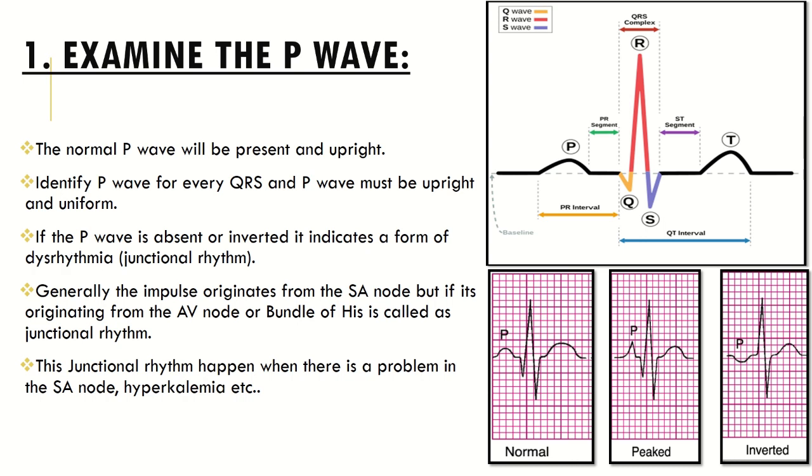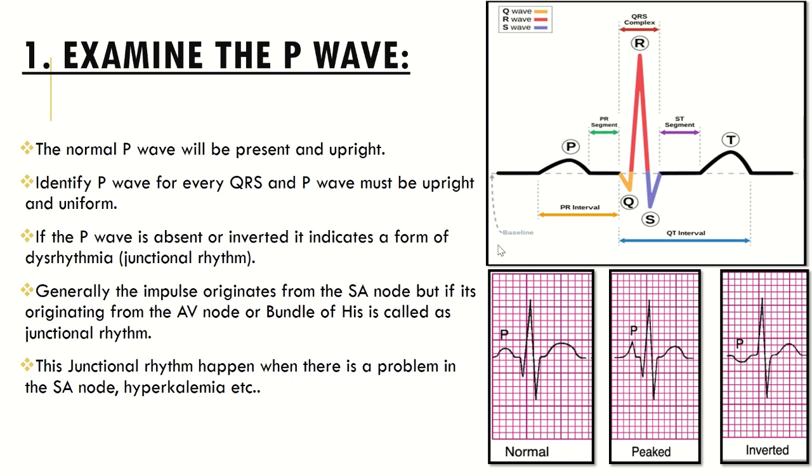So dysarrhythmia means some rhythm problem is there, and because of that the P wave is inverted or absent. Generally the impulse originates from the SA node. But if it originates from the AV node or the bundle of His, that is called a junctional rhythm. If the starting point itself is the AV node or the bundle of His, then that is called the junctional rhythm.